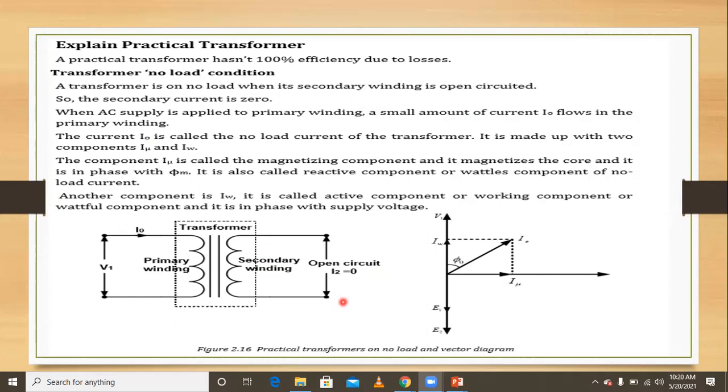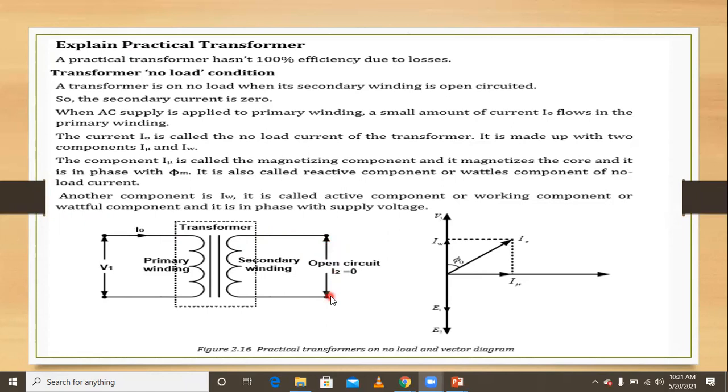Am I right? The load is not connected means open circuit. This switch off means open circuit. That's why under no load condition, the secondary winding of the transformer is like an open circuit. It's not connected to any load. That's why the current flowing to the secondary side, I2, is equal to 0. Understood? This is called I2 equal to 0.